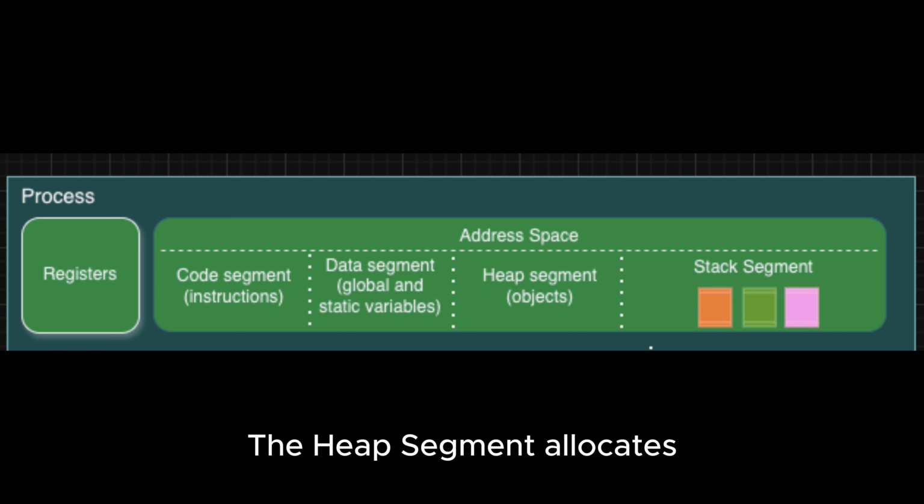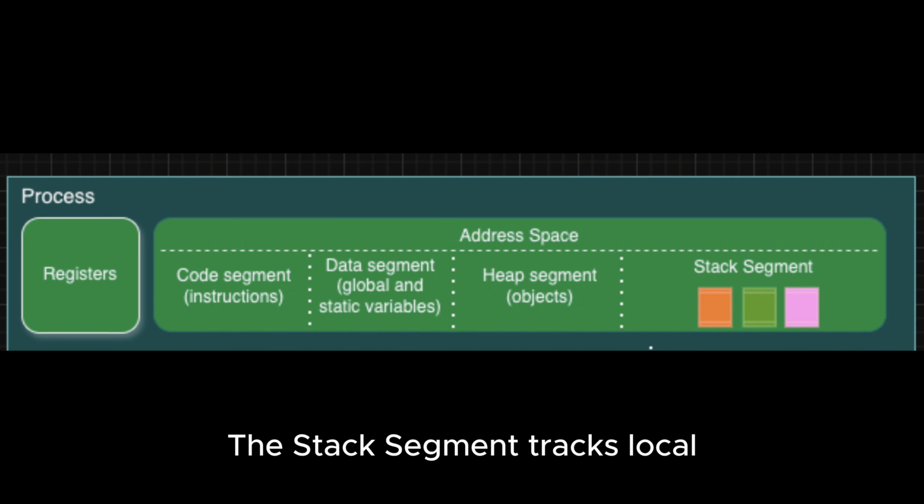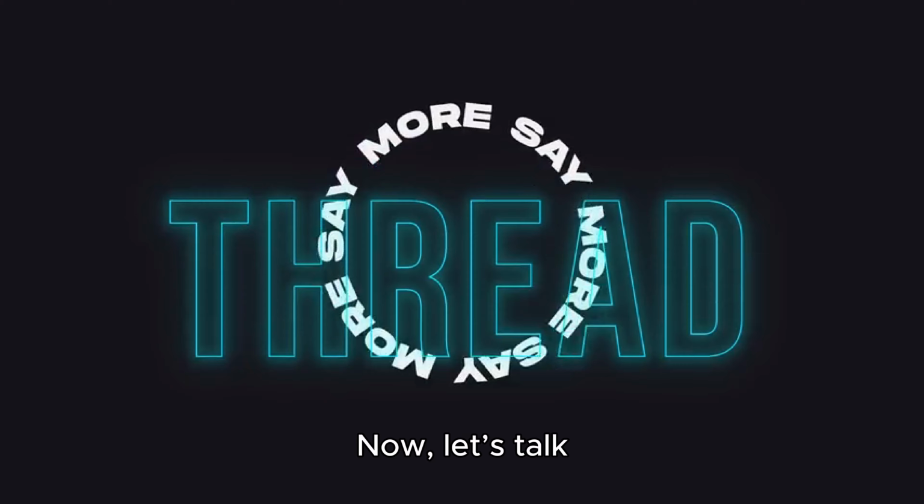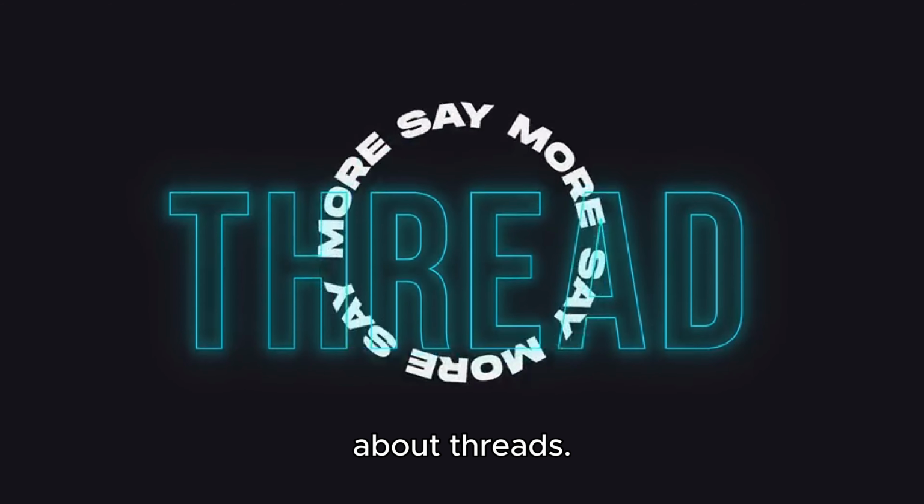The heap segment allocates memory for dynamic objects, akin to a kitchen where ingredients are prepared. The stack segment tracks local variables and function calls, just like where each employee keeps their personal items. Now, let's talk about threads.